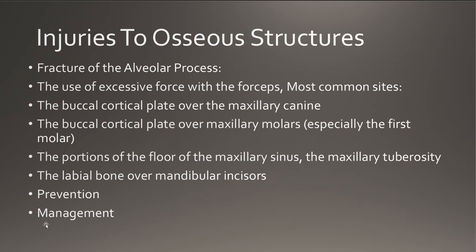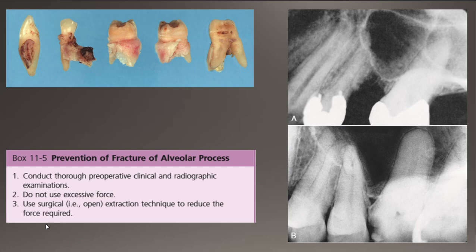Now, sometimes you can have fractures to the alveolar processes, like the buccal cortical plate over the canine, the buccal over the maxillary molars, the first one specifically, and the tuberosity, and the labial bone over the mandibular incisors. Now we need to use very controlled force and know it. For example, a high risk of maxillary tuberosity fracture will be with long-standing teeth, an upper 8 that is alone and without anything adjacent to it, no 7, no 6, no 5. Now the tuberosity will be fractured with it 100%.